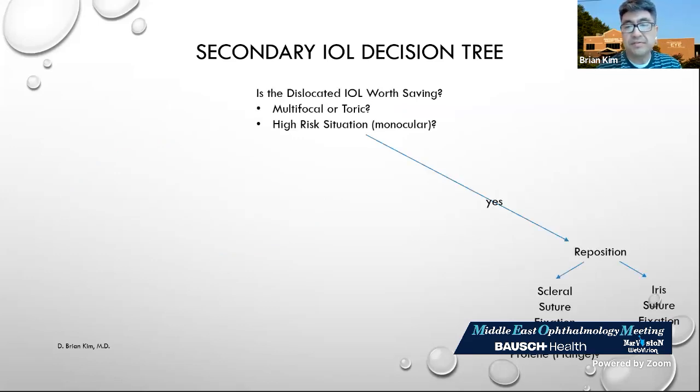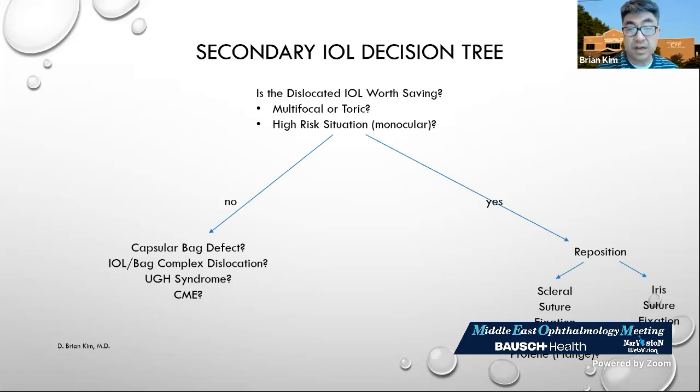And so if the lens is worth saving, then you have to think about repositioning the lens, whether you're going to do an iris suturing technique or a scleral suturing technique, using Goretex, a glued IOL, or a flange, as been discussed by Dr. Carlos and Dr. Aspen.